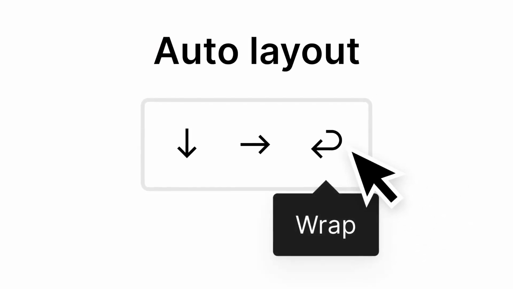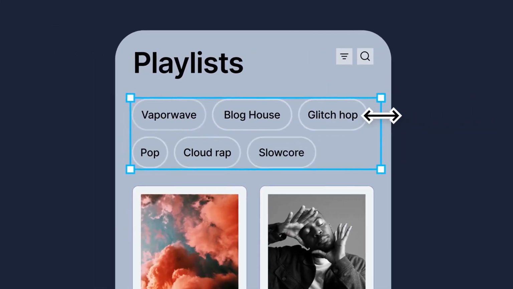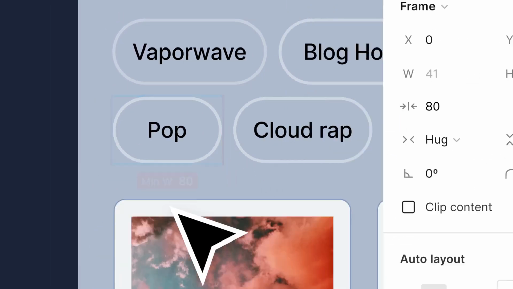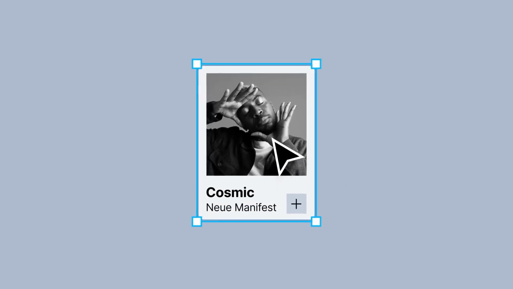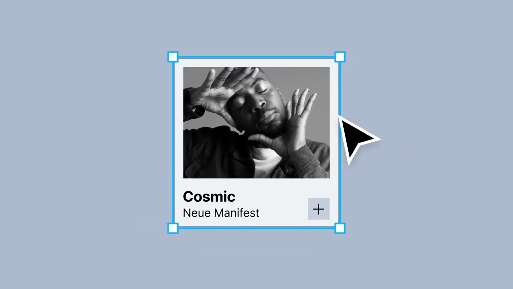Auto layout is a powerful feature in Figma that can be applied to frames and components. An auto layout frame or component automatically adjusts as you resize it. It adjusts the size if you add or remove objects inside it. Think of it as a tool to make your designs more flexible and responsive.